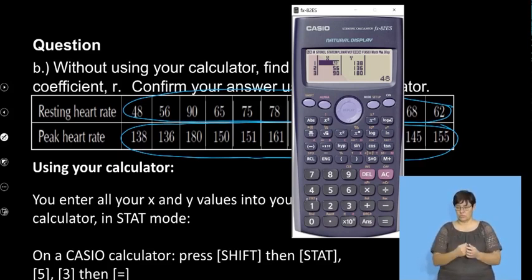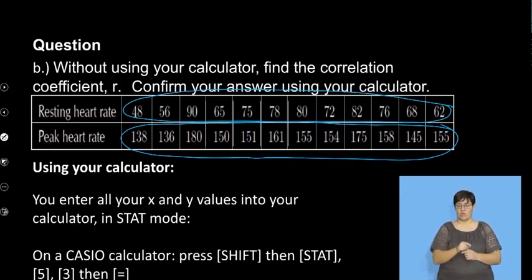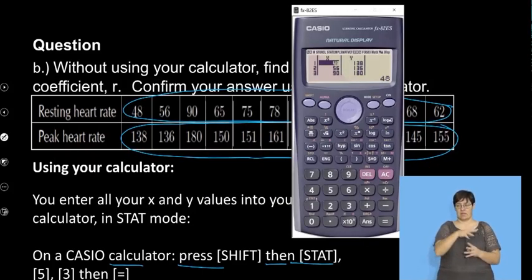So how do you do that on a Casio calculator? Press Shift, then Stats, then 5, 3, then equal. Okay, are we together? Are we all together? If you get your stats table, you put all the data. So that's where we are. I have my table, and I put all my data, my x and y.